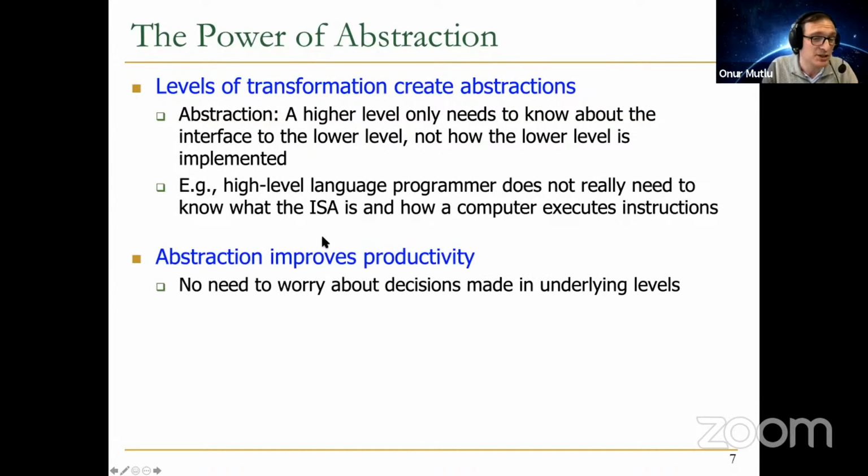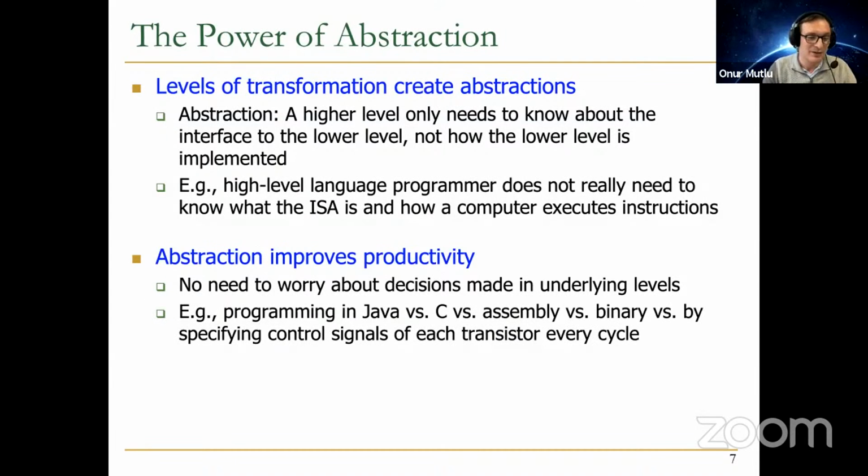Abstraction is great because it improves productivity, right? No need to worry about decisions made in underlying levels. So you can keep sane, let's say. For example, programming in Java is usually simpler than programming in C, which is usually simpler than programming in assembly, which is usually simpler than programming in binary, ones and zeros, which is usually simpler than programming by specifying control signals of each transistor or gate, let's say, every cycle.